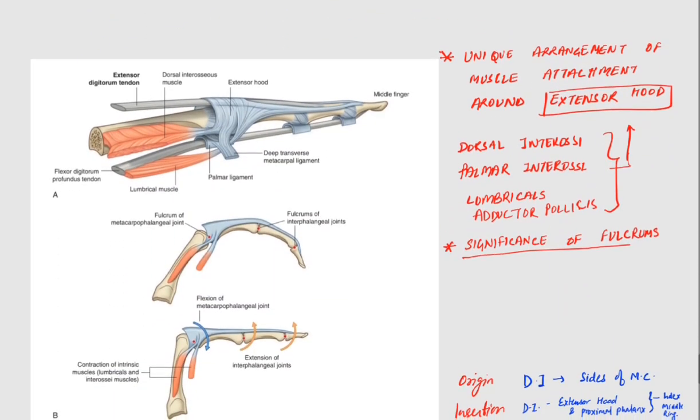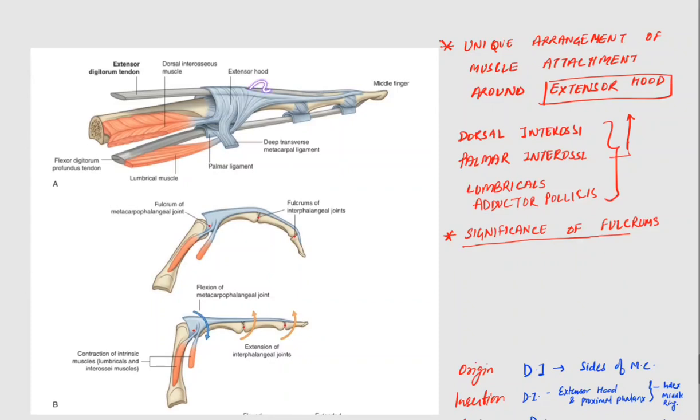Now, let us understand the unique arrangement of muscle attachment on the extensor hood over the MCP joint, which serves as a common insertion for 4 groups of muscles. These are the dorsal interossei, palmar interossei, lumbricals and adductor pollicis. What is important about this insertion is that the insertion is anterior to the fulcrum of the metacarpophalangeal joint. Therefore, the action of these muscles will cause flexion at the MCP joint.